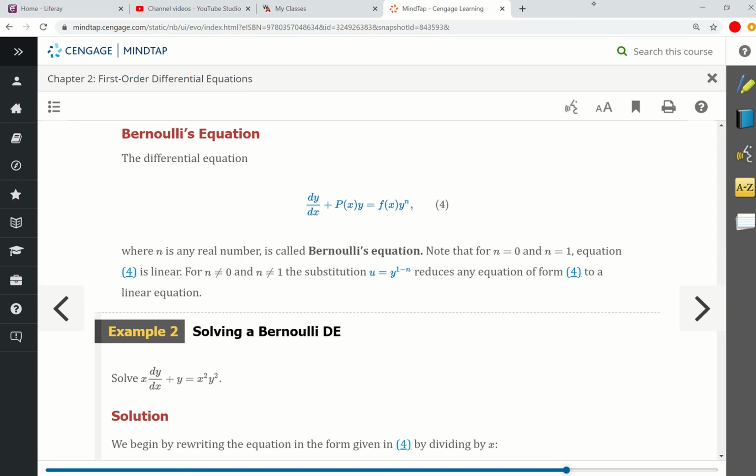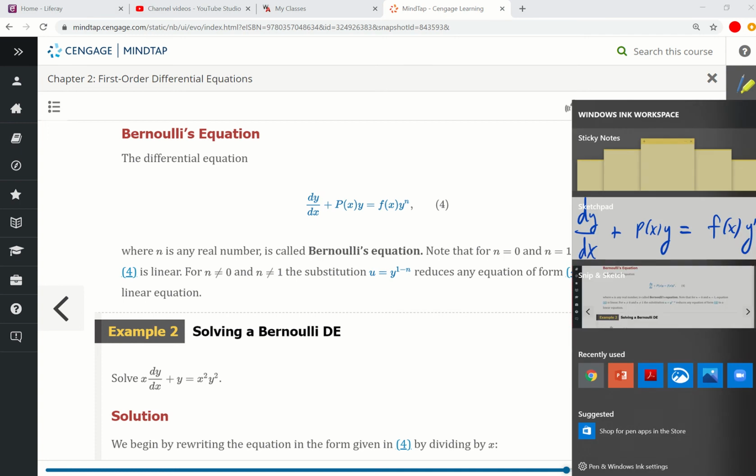So essentially what you see here is it looks like a first order linear differential equation on the left hand side, but we have some function f of x times some y to a power n. We want to let u be y to the 1 minus that power. And they claim that this reduces it to a linear differential equation under that substitution. Let me show you that that's the case. So let's go ahead and verify that.